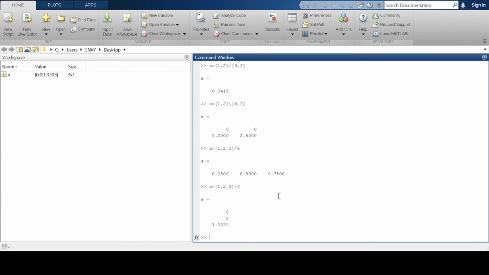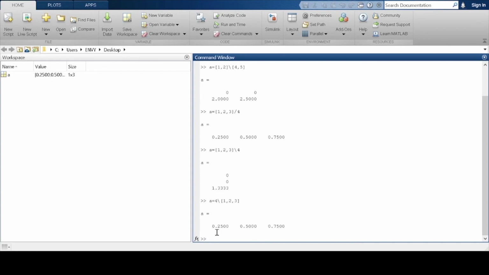We get an output completely irrelevant to what we want. So instead we can do this. Now we'll get the same result. So this is left division and this is right division.